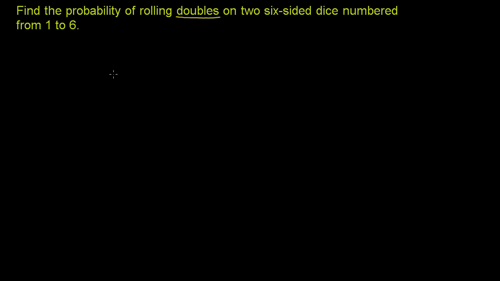You have 6 outcomes on the first die. So 1, 2, 3, 4, 5, 6. Let's call this the first die. And then the second die, there are 6 outcomes. So 1, 2, 3, 4, 5, 6. This is the second die. So you could get a 3 on the second die, and then you might have gotten a 1, 2, 3, 4, 5, or 6 on the first die. Or you might have gotten a 5 on the first die, and then you could get a 1, 2, 3, 4, 5, or 6 on the second die.